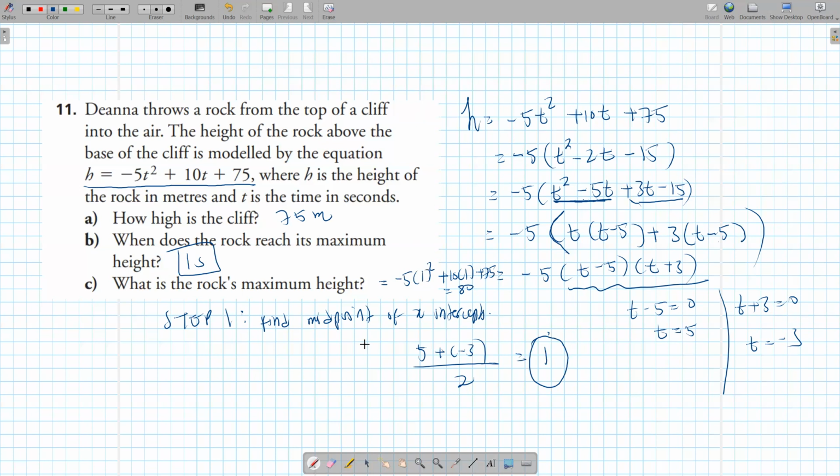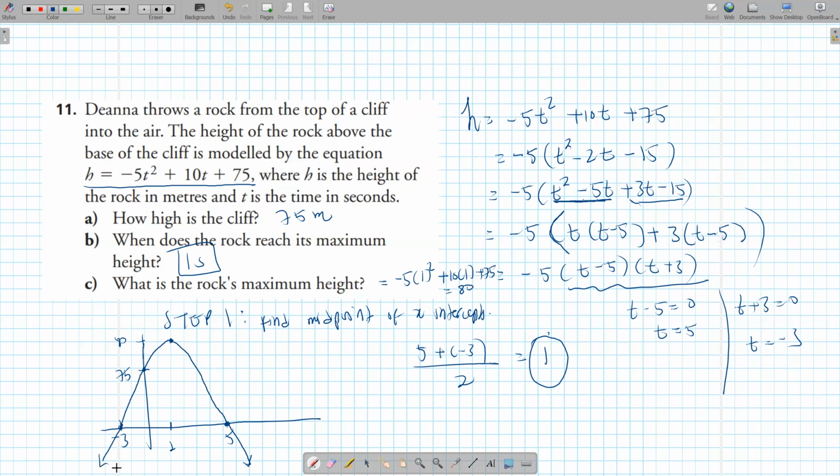Okay? So putting it all together, we can graph this. We know our two x-intercepts are -3 and +5. We know our y-intercept was 75. And we know the maximum height happened after 1 second. The maximum height was 80, and this is our vertex. And we can just connect them all together. So it's gonna look like this. It's gonna go to its maximum height and it's gonna drop down. Okay, that's gonna be the graph.